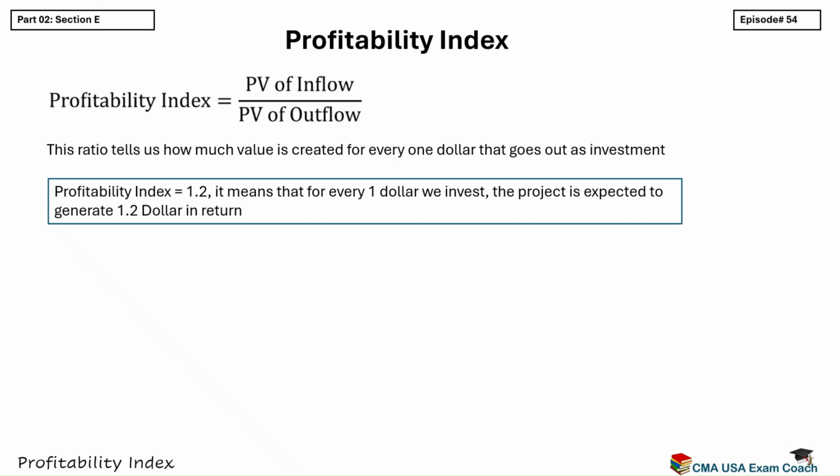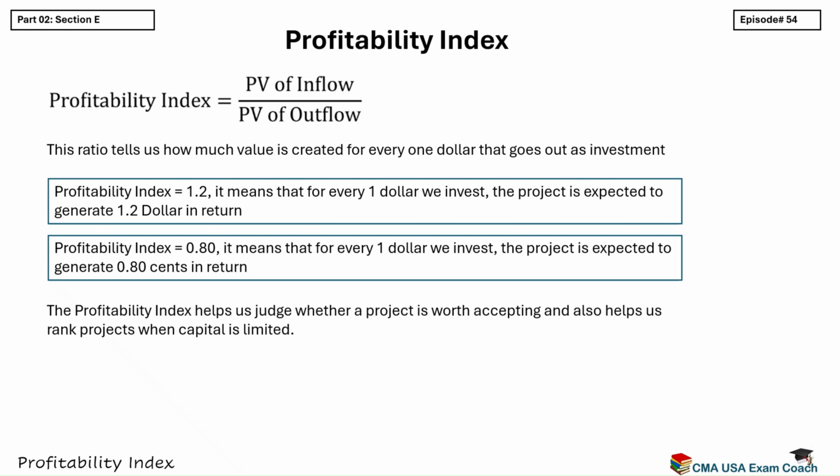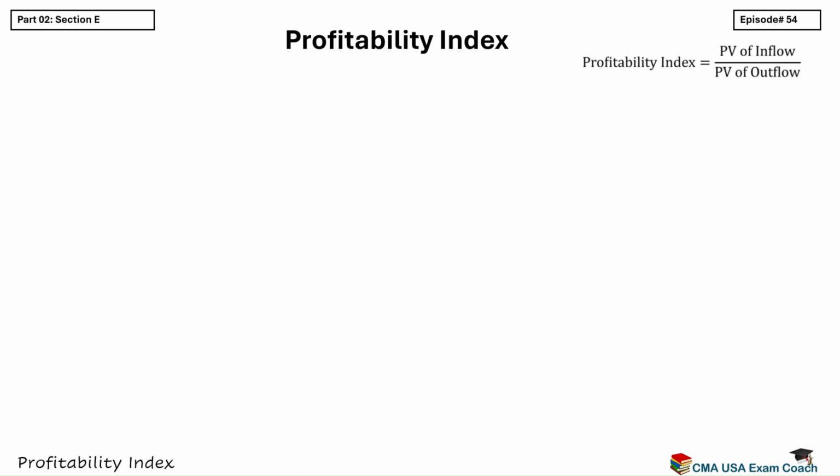If the index is less than 1, say 0.8, it means that for every $1 we invest, we are only getting back 80 cents, which is not a good investment. So in simple terms, the profitability index helps us judge whether a project is worth accepting and also helps us rank projects when capital is limited. Let us look at a question to apply the concept of profitability index and capital rationing.